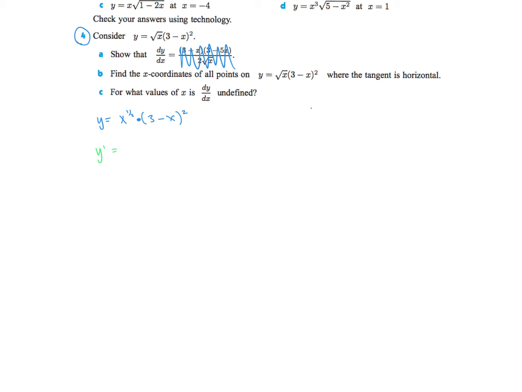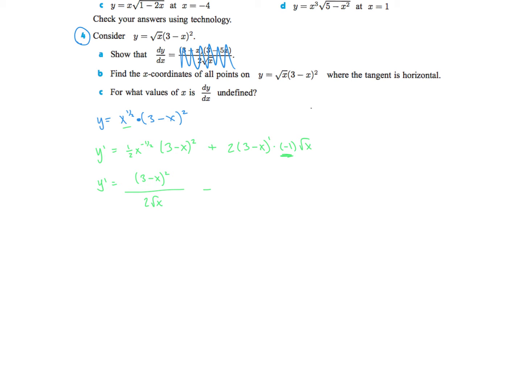So I'm going to do the derivative of the first, which is 1/2 x to the power of negative 1/2, times the second as it is, plus the derivative of the second. Now we have to do chain rule. So the derivative of the outside, leaving the inside the same, times the derivative of the inside, times the first function. Okay, so what we have is 3 minus x squared over 2 root x minus, because of that negative.